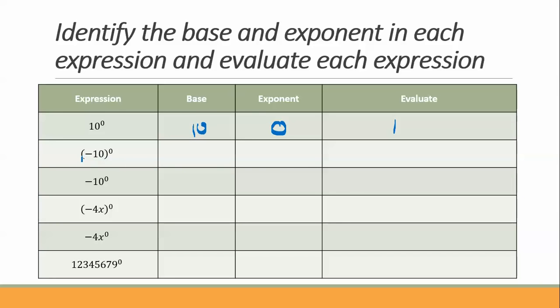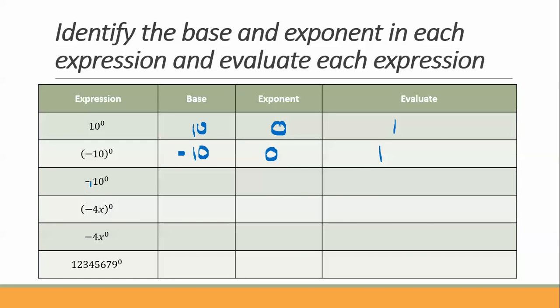The 0 is touching the parentheses, and the negative is in the parentheses. So it's negative 10 to the 0 power. So our base is negative 10, and our exponent is 0. So negative 10 to the 0 power is positive 1 also.